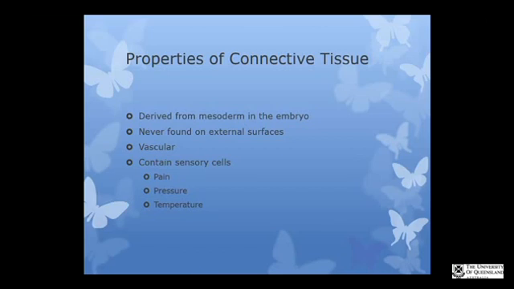Oh, good. Okay. So, unlike the others, it's derived only from the mesoderm. You never find connective tissue on external surfaces. It's packing. It's mostly packing. Unlike epithelial, it has a blood supply, so it's vascular. It has lots of capillaries in it. It contains sensory cells, especially the connective tissue of the skin. Things for deep pressure are found under the skin.